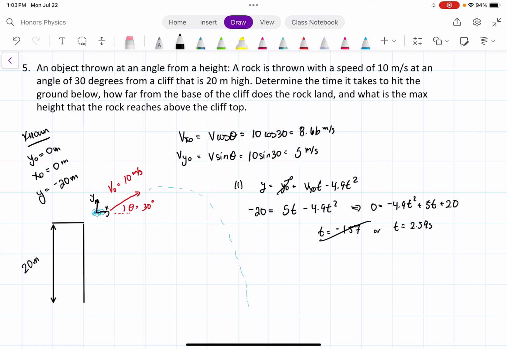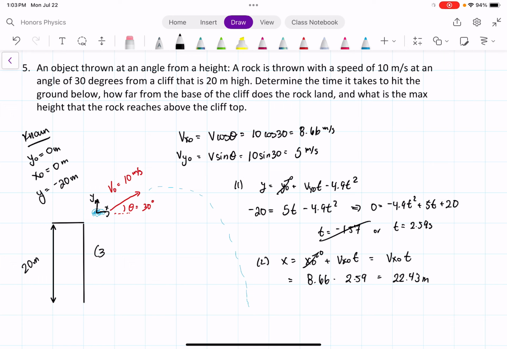And to find the x displacement, we're going to use our x equation, which is x equals x naught plus vx naught t. We know that x naught is 0, so it's just going to be our initial velocity in the x times time, which is equal to 8.66 times 2.59 seconds, which is 22.43 meters.